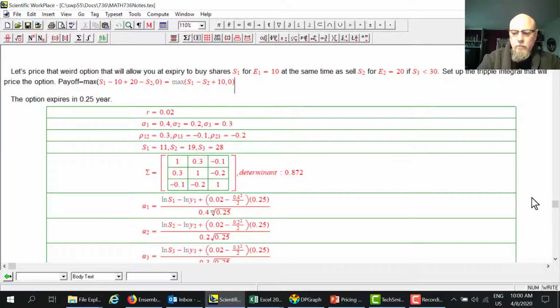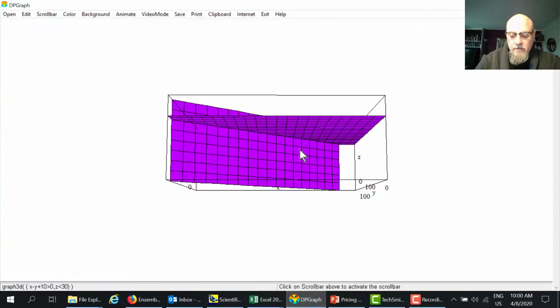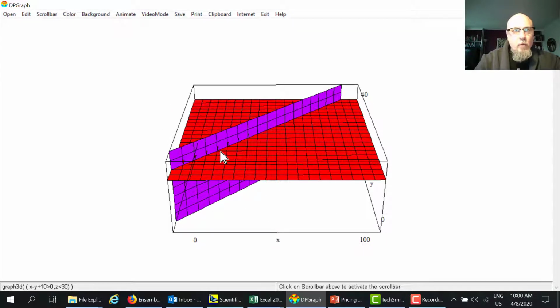Okay, but S1 minus S2 plus 10, that's what I want back down here for this payoff. So this piece is going to be y1 minus y2 plus 10, because remember we write the payoffs in terms of the y's, the function we're going to integrate. That's what we get if we're allowed to exercise the option. Okay, let's go back to this piece here. I want to be underneath this for the y3 part, and that S1 minus S2 plus 10. That's this purple plane here.